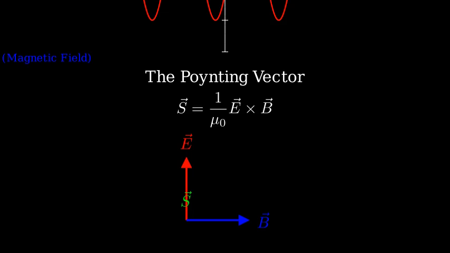The direction of the Poynting vector is the direction in which the wave and its energy propagate. Since E and B are perpendicular to each other in an electromagnetic wave, the Poynting vector is perpendicular to both, pointing along the direction of wave propagation. The magnitude of the time-averaged Poynting vector is called the intensity of the wave, denoted by I.